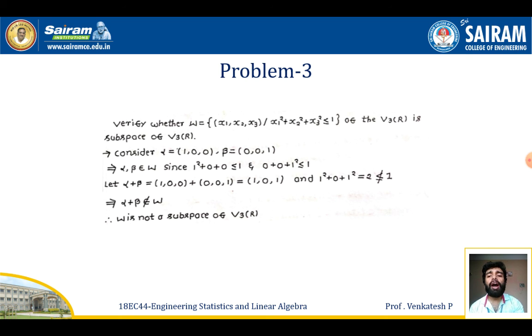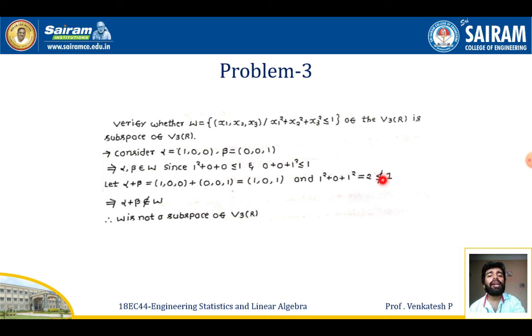Now I'm going to compute alpha + beta and see what condition we get. Adding both vectors, alpha plus beta, I'll get the vector (1, 0, 1). Now if I apply the same condition to this vector, I'll get 1² + 0² + 1², which is 2, and that is not less than or equal to 1.